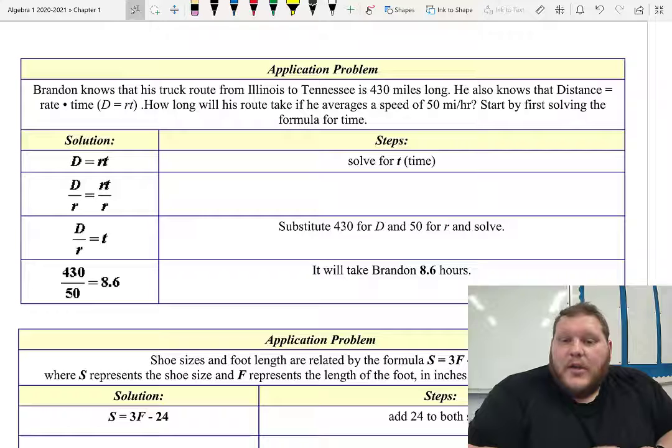So for this one, Brandon knows that his truck route from Illinois to Tennessee is 430 miles long. He also knows that distance is your rate times your time. How long will the route take if he averages a speed of 50 miles per hour? So we're going to start first by solving that equation for time, because we know the rate and we know the distance. So if we rearrange this equation first so that we have t equals, then we'll be able to plug stuff in a little bit more simply or more directly.